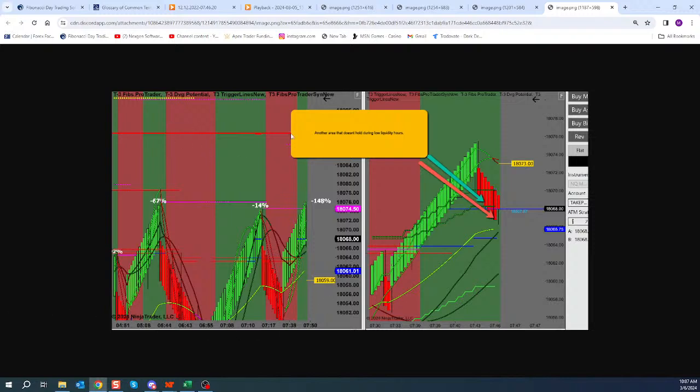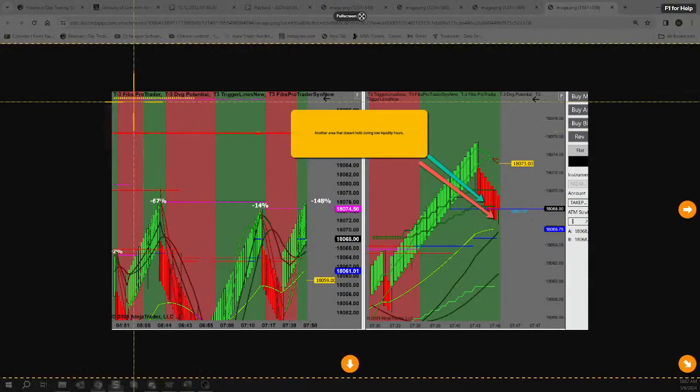And then what happens, and this is the same one, is another area that doesn't hold during low liquidity. I don't think it has anything to do with the liquidity, Gino. There's an awful lot of people trading NASDAQ pre-market. I mean, there is an awful lot. But that makes us feel better, doesn't it? So let's go take a look.